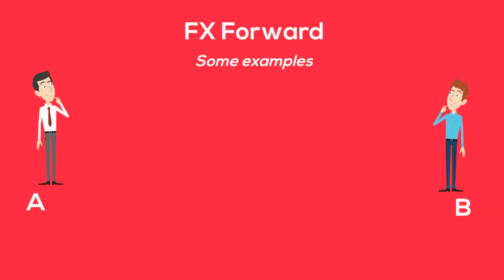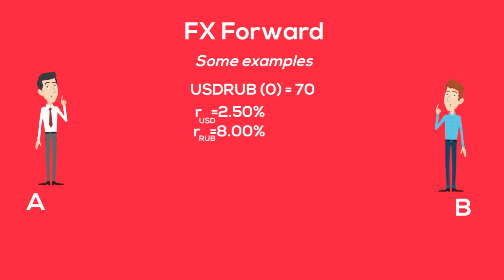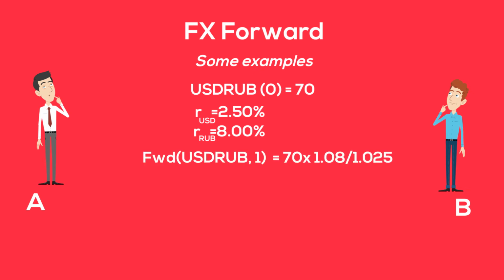So now let's take some examples. Let's start with dollar ruble. So if dollar ruble spot is 70, if interest rates in USD are 2.5% and in ruble are 8%, then the forward 1 year of dollar ruble will be 70 times 1.08 divided by 1.025, which is 76. So indeed, the forward implies a depreciation of ruble versus dollar because ruble is the currency with the highest interest rate.